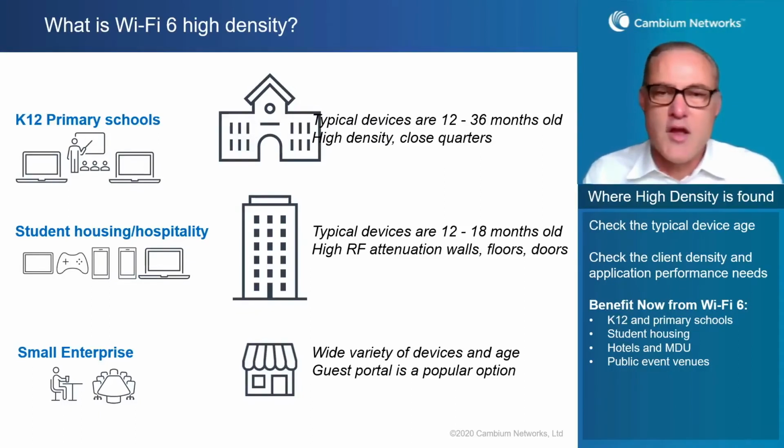Student housing: no parent would send their kid off to university with an old laptop or an old phone. They're going to buy new stuff. And so typically student housing and hospitality markets both tend to have devices that are between 12 to 18 months old, a high refresh cycle. Those are very high density networks. They will benefit from a Wi-Fi 6 network.